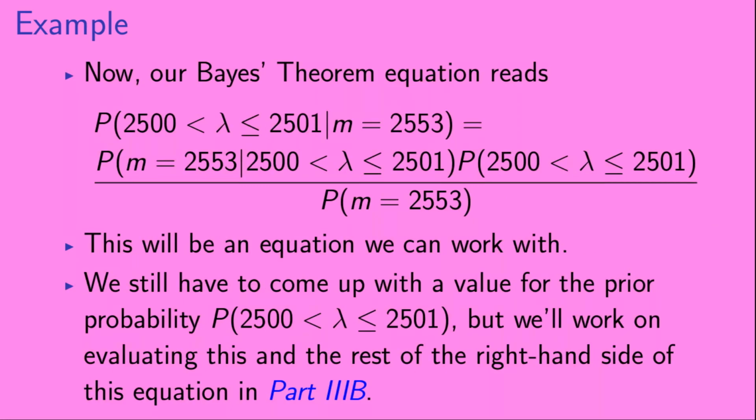Okay, so now our Bayes' theorem equation reads as follows. The probability that lambda is between 2500 and 2501, given that m equals 2553, is equal to the probability that m would equal 2553, given that lambda was between 2500 and 2501, times the probability that lambda is between 2500 and 2501, divided by the probability that m would equal 2553. Now this will be an equation we can work with. We still have to come up with a value for the prior probability, the probability that lambda is between 2500 and 2501, but we'll work on evaluating this and the rest of the right-hand side of this equation in part 3b.